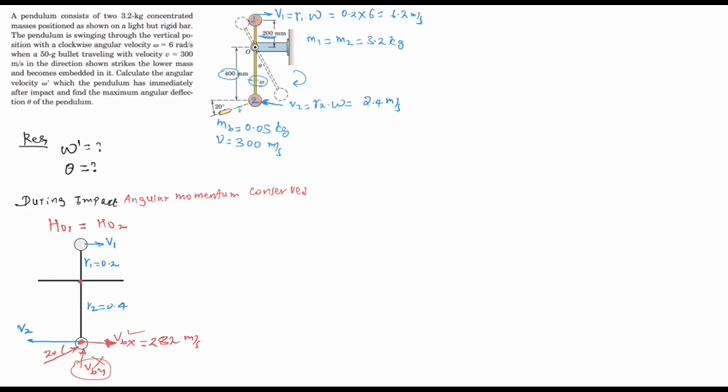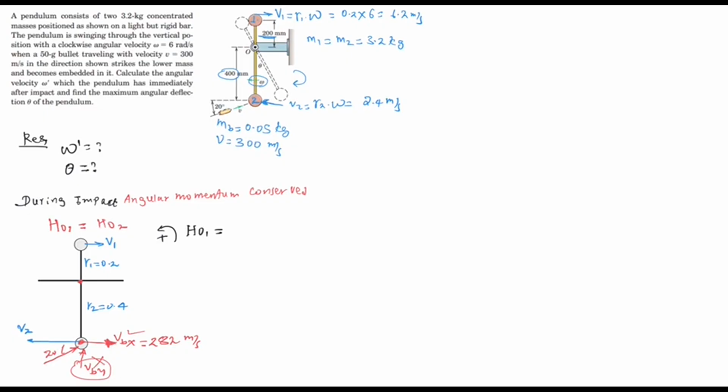Now let's evaluate the angular momentum before impact. That means h01. For particle 1, since counterclockwise is positive, the particle 1 will have its effect in the clockwise direction, so it will be negative, but the bullet will have a counterclockwise effect, so the bullet part will be positive, and then particle 1 and particle 2 will be in the clockwise direction, so they will have a negative sign.